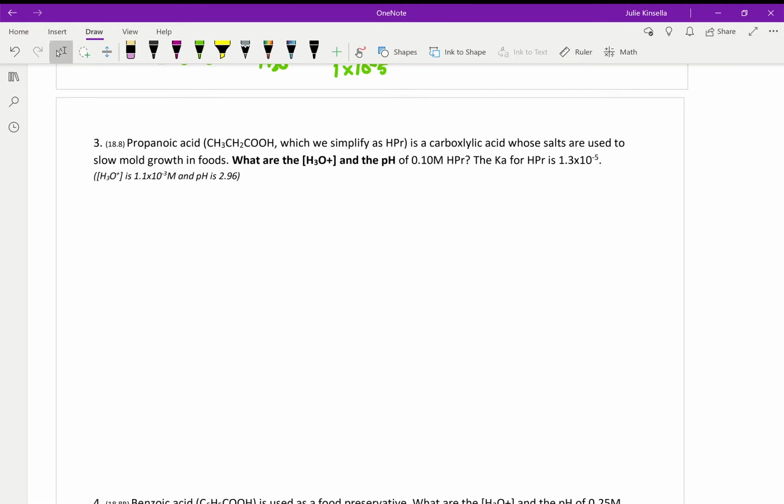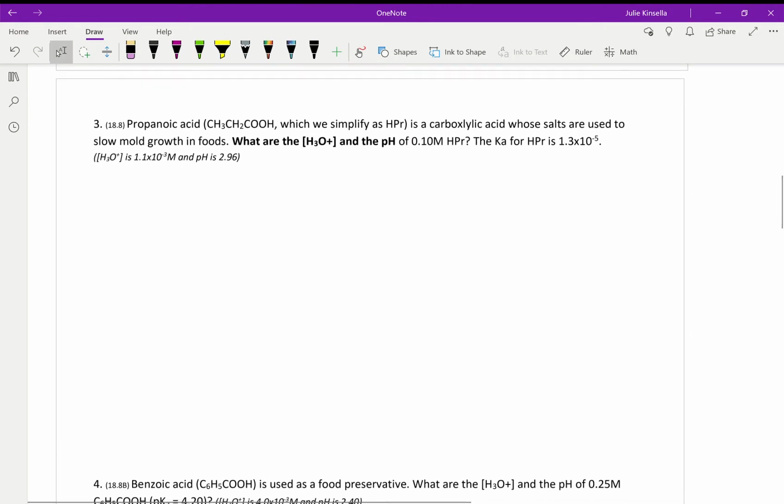So here we have propanoic acid, which we're going to simplify again, this one with HPR, and we're being given the Ka. In this case, we're going to be trying to find our concentration of hydronium and the pH of that weak acid. And we also have the initial concentration of the weak acid.